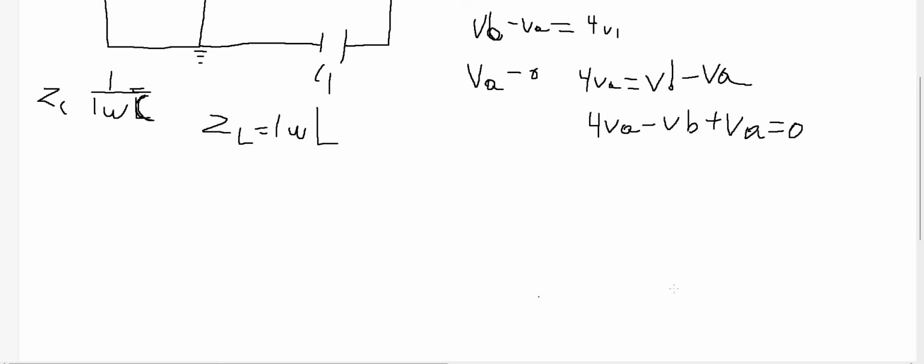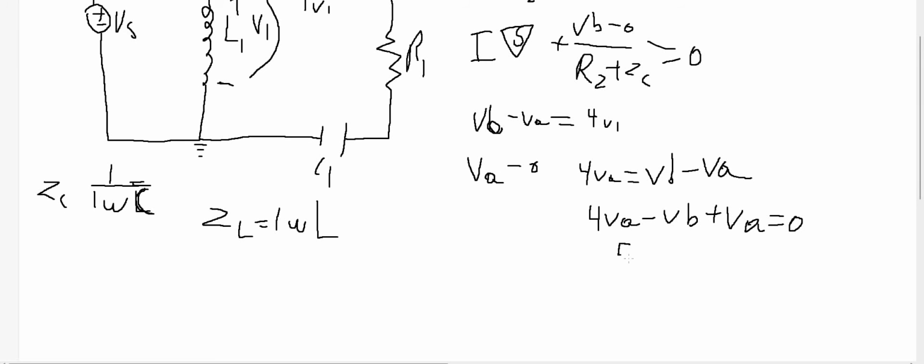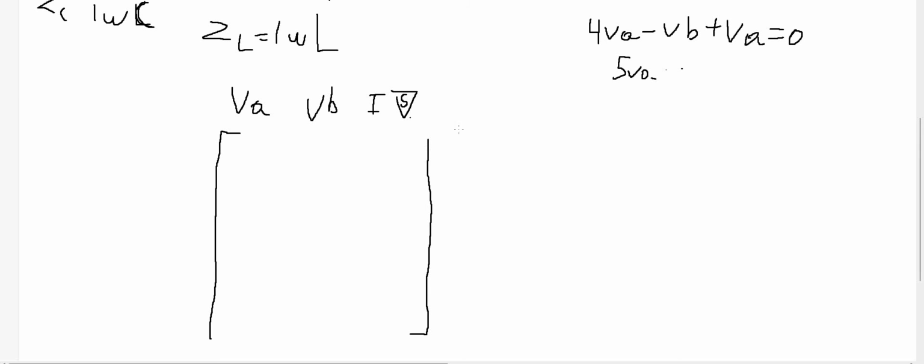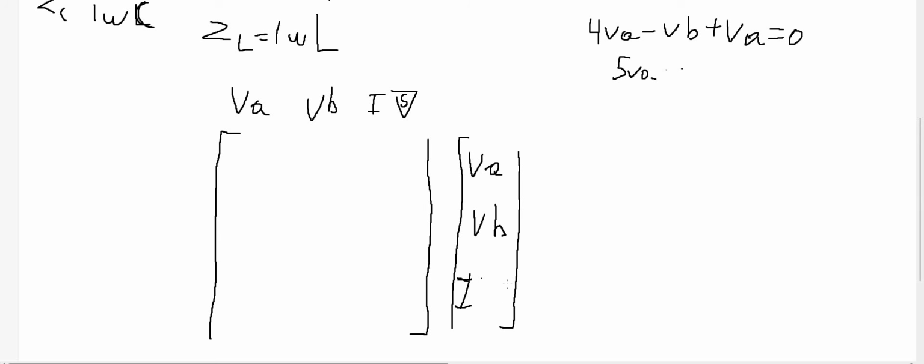And now we can get to setting up the matrix. If we actually compress this too, we can just turn it to 5VA and then all of that. But now we can get up to setting in the matrix. So it's going to be a 3x3 matrix with VA, VB, and IS, and then VA, VB, and then IS here.